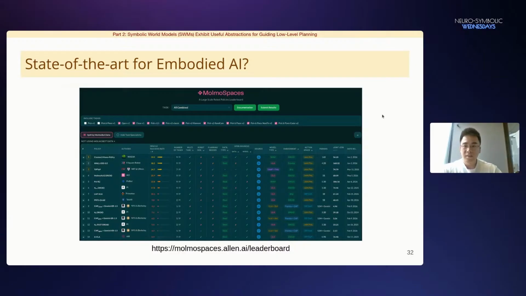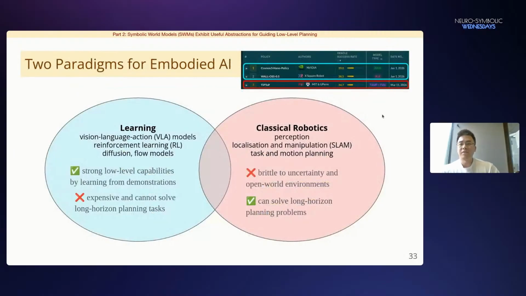The main takeaway here is that there are two major paradigms for embodied AI. On the left-hand side, you have the big scaling learning approaches, where we have vision language action models, reinforcement learning, diffusion policies, and flow models. We've probably seen many demonstrations online of these approaches, and they exhibit really strong low-level capabilities from learning from diverse datasets. But it's generally considered that these approaches are very expensive and cannot solve long-horizon planning tasks.